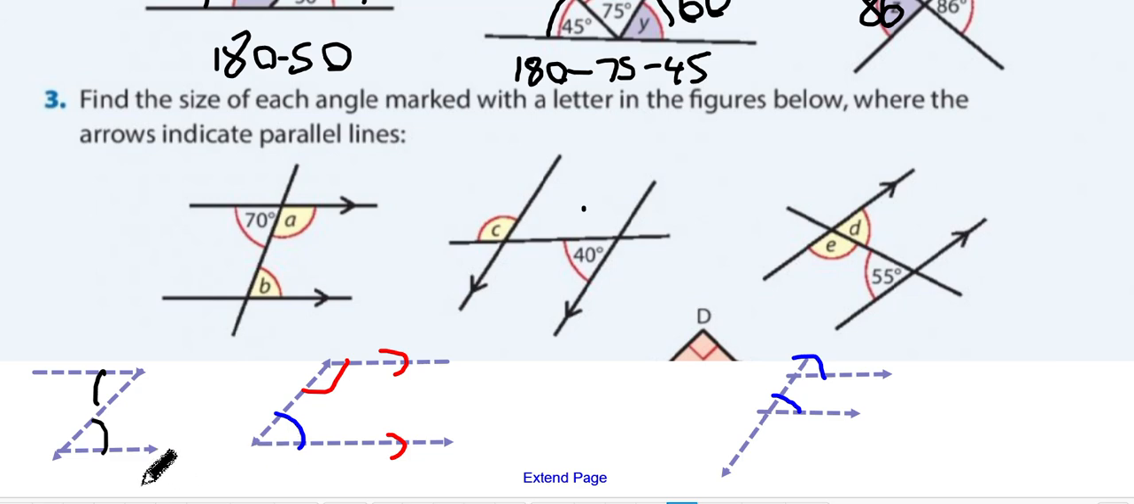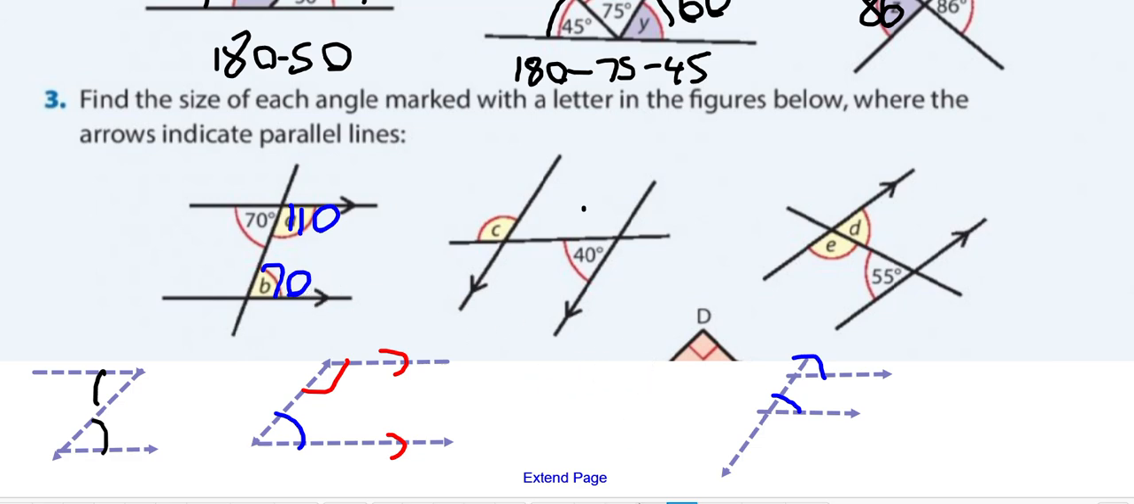Now, I suppose what we're doing here is, can anybody tell me what A is? Why does it have to add up to 110? It's in a straight angle. And then anybody see a Z here? See the Z I just drew? B is also 70. Is that okay with you guys?